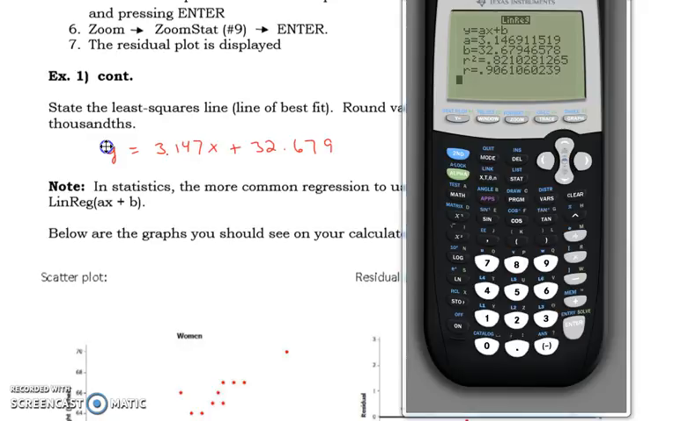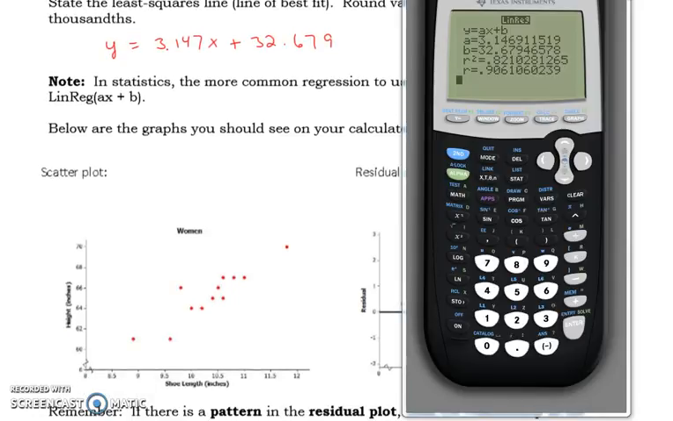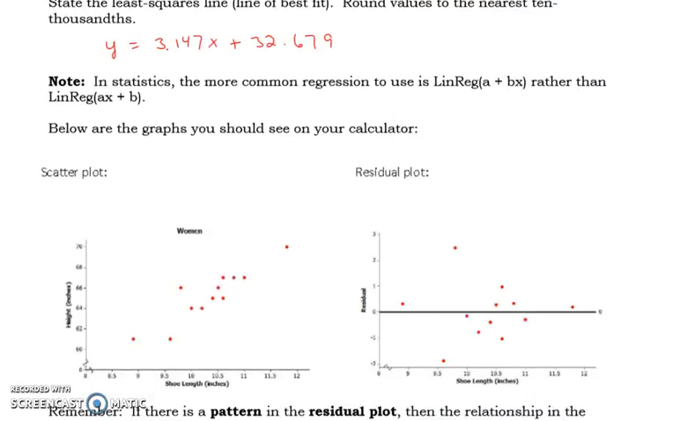Okay, now note, in statistics, the more common regression is the LinReg, which is the least squares line, rather than the line of best fit. But again, it really doesn't matter. It's giving you the same value. Okay, so now let's take a look at some other examples.